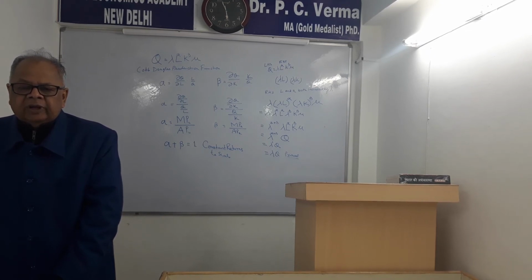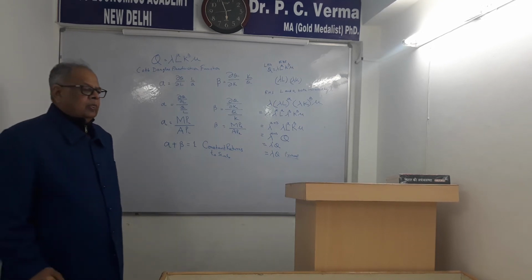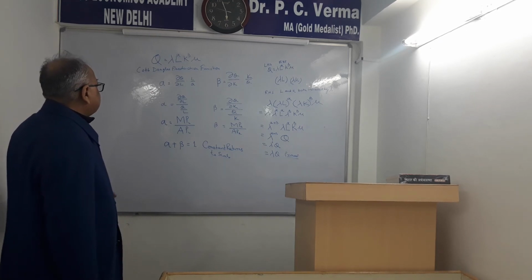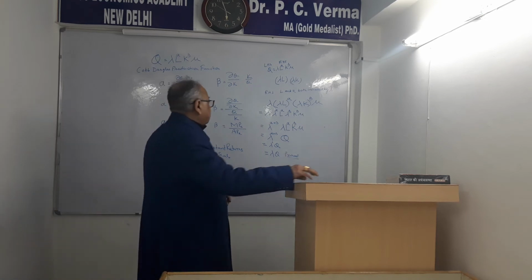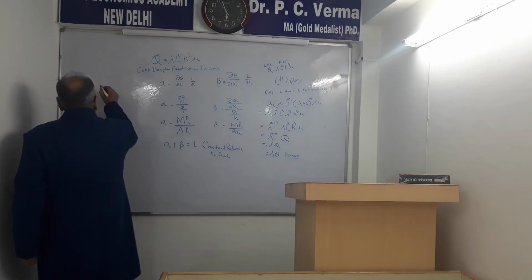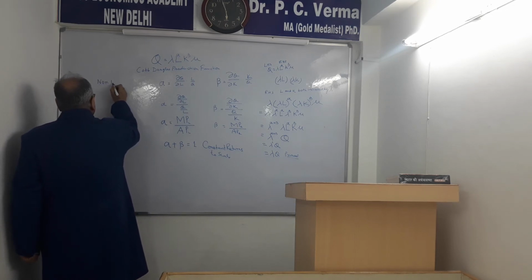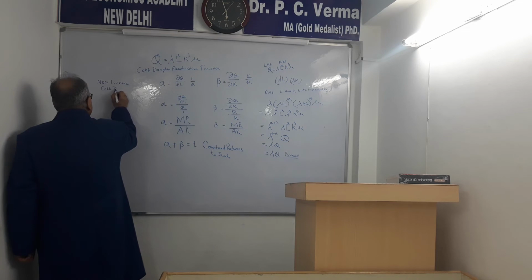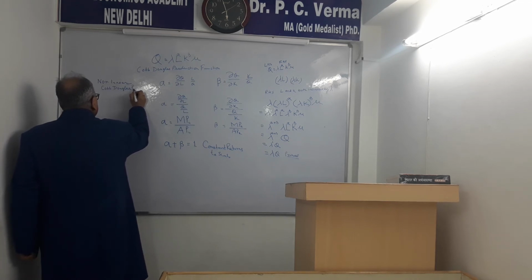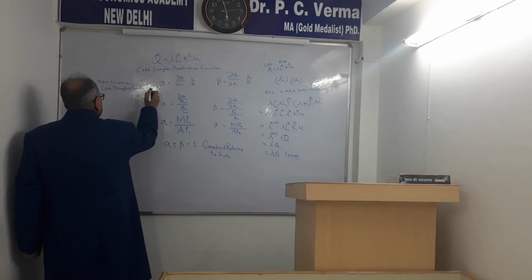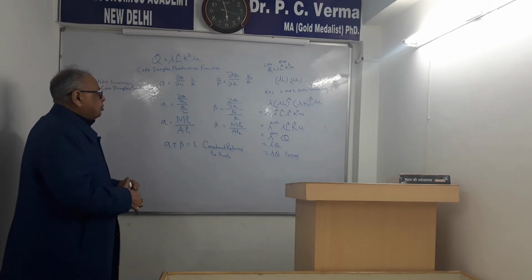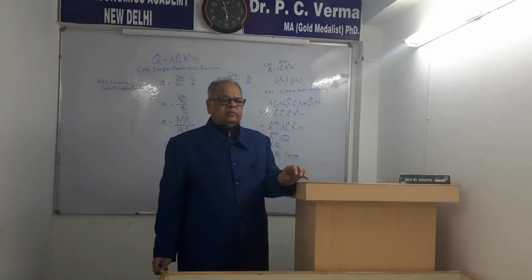Second property. In Cobb-Douglas production function, we find that Cobb-Douglas production function is non-linear.